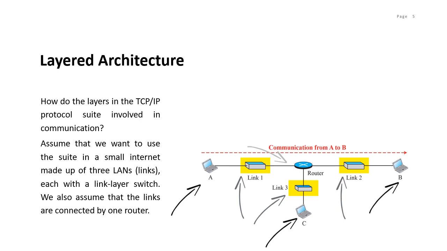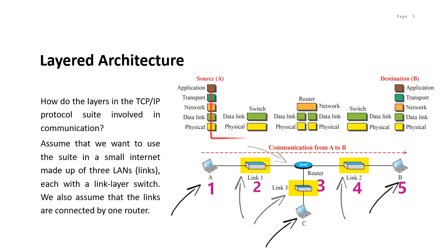As the figure shows, we have 5 communicating devices in this communication. We have the source host or computer A, the link layer switch in link 1, and then we have the router, and then we also have the link layer switch in link 2, and the destination host, i.e. the computer B. And each device is involved with a set of layers depending on the role of the device in the internet. Okay, the 2 hosts are involved in all 5 layers.